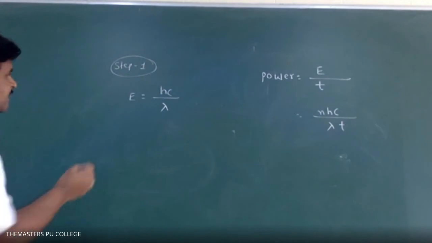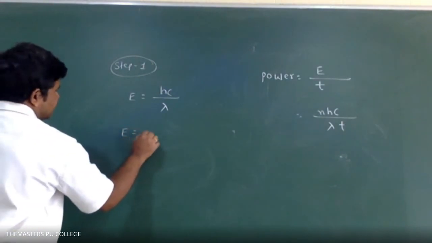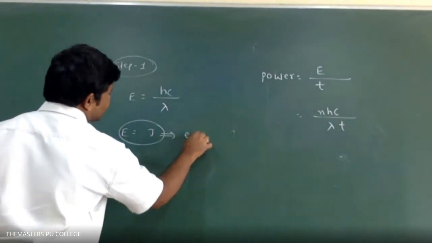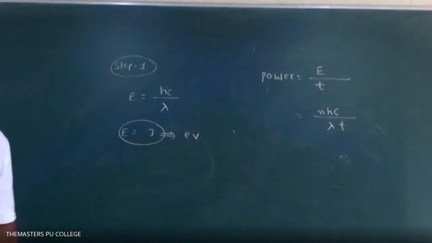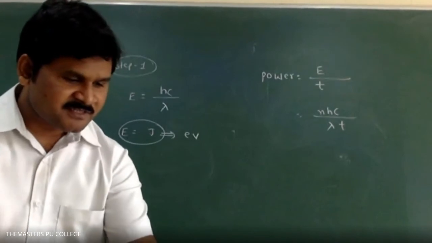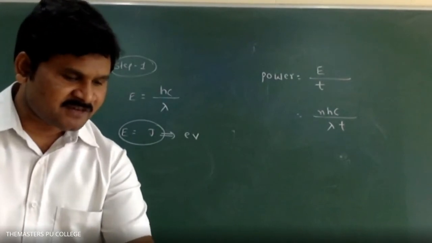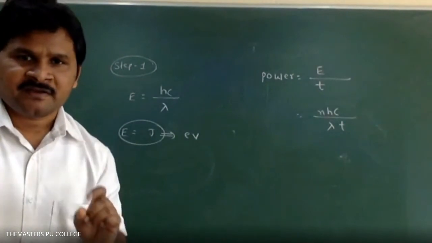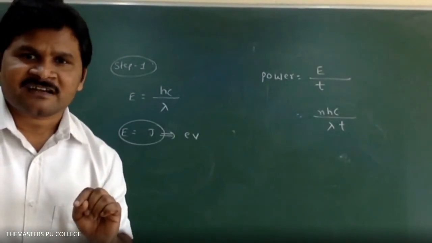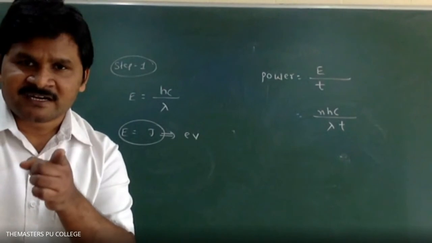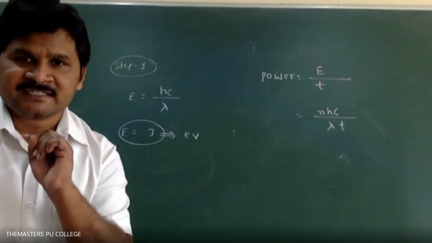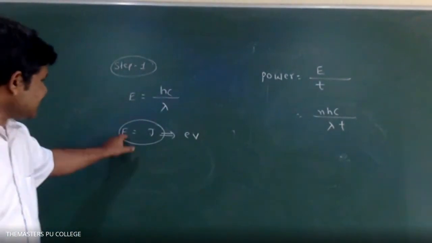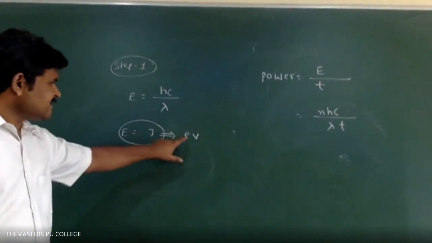You will get E in joules. Convert this joules into electron volts. Why do I have to convert to electron volts? Because in the question, threshold frequency and work function are given in electron volts, so we have to take the same units. How to convert joule into electron volts? We have one conversion: 1 electron volt is equal to 1.6 into 10 power minus 19 joules. So you will get E in electron volts.